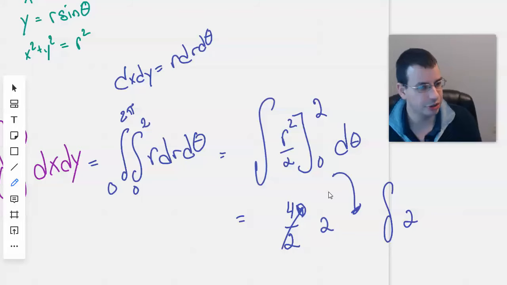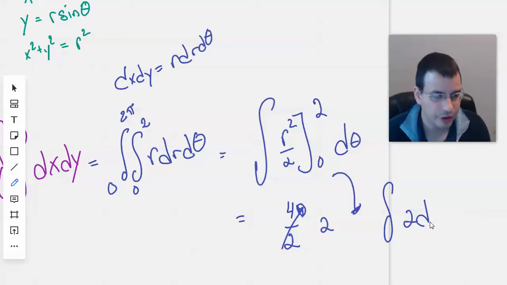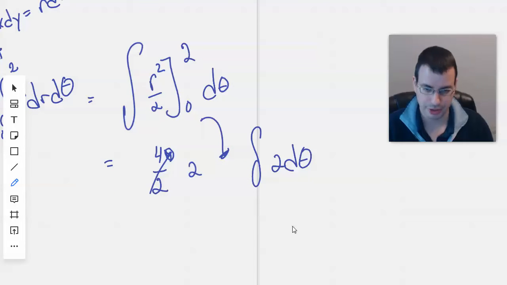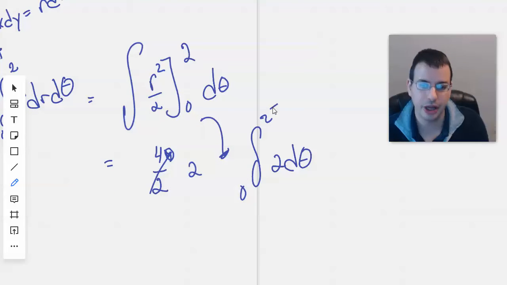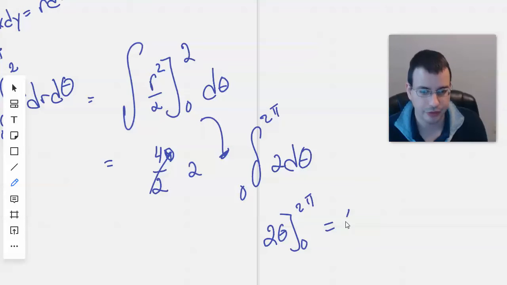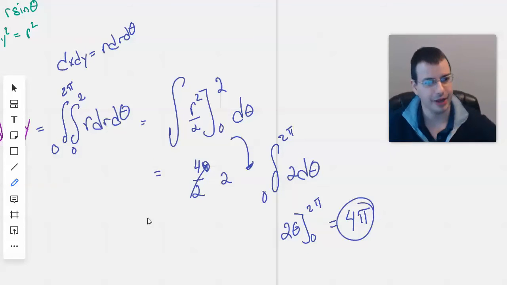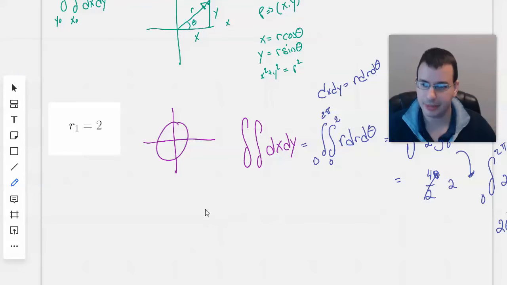I'm just ignoring the 0 because 0 squared is 0. So I'm not really ignoring it, I'm just knowing that it's worthless to me. 0 to 2 pi. Integral of 2 is 2, so we'll have 2 theta from 0 to 2 pi, which equals 4 pi. So the area of this circle is 4 pi. Now let's see if that makes sense.